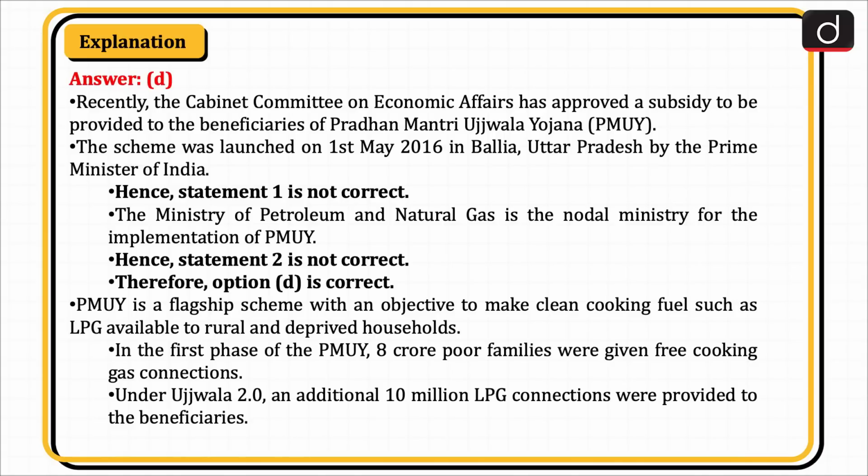PMUY is a flagship scheme with an objective to make clean cooking fuel such as LPG available to rural and deprived households. In the first phase of the PMUY, 8 crore poor families were given free cooking gas connections. Under Ujjwala 2.0, an additional 10 million LPG connections were provided to the beneficiaries.